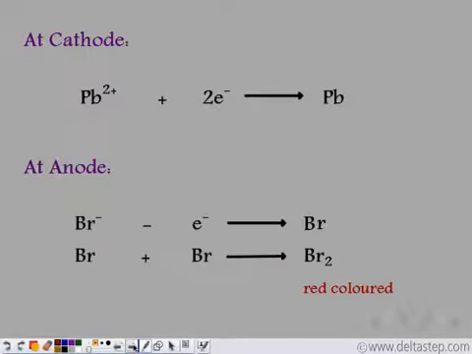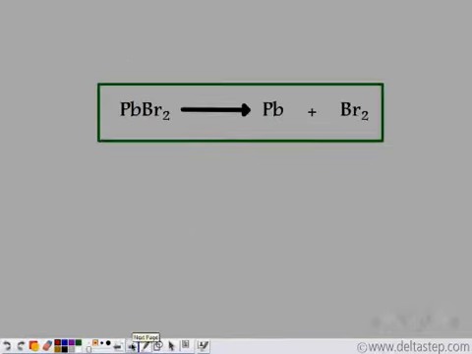So at cathode we are forming the lead metal, and at anode the product being formed is the red colored bromine gas. So the electrolysis of molten lead bromide, which dissociates to form lead and Br2 as seen from the reaction, gives us two products, that is lead metal at the cathode and the red colored bromine gas which is formed at the anode. So these are the two products of the electrolysis of lead bromide.